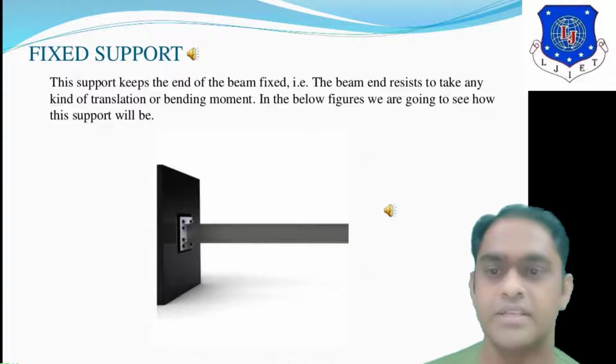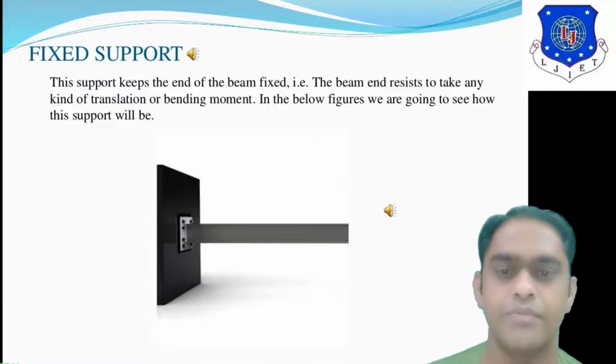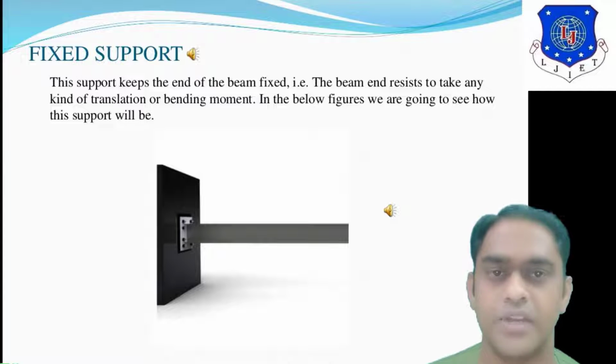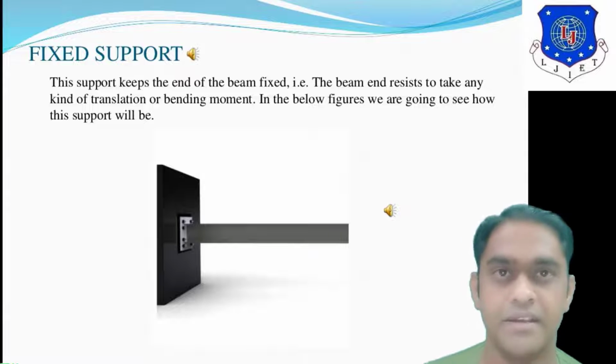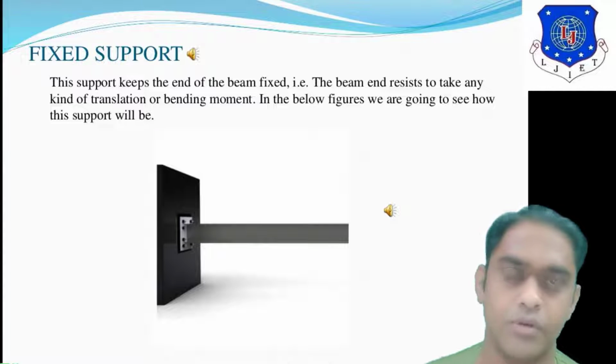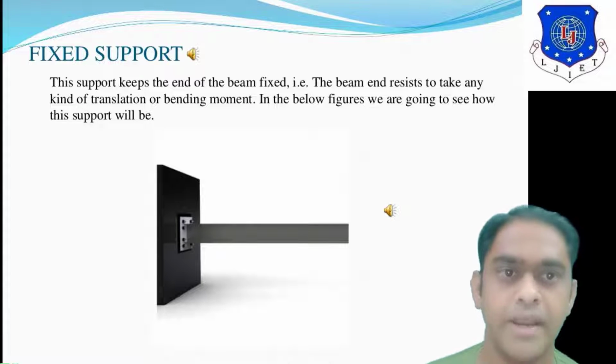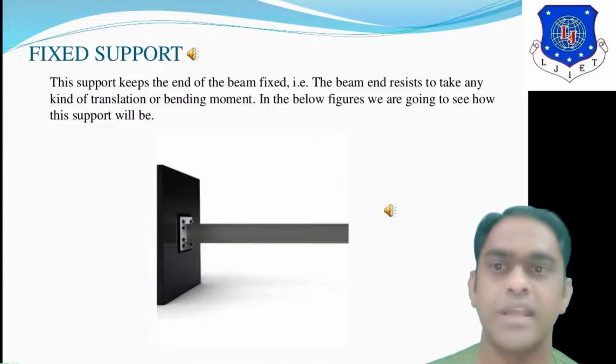What is fixed support? This support keeps the end of the beam fixed. As you can see in the figure, the end of the beam is fixed. One end of the beam is fixed in this figure. It happens that both the ends of the beam can also be fixed. The beam ends resist any kind of translation or bending moment.